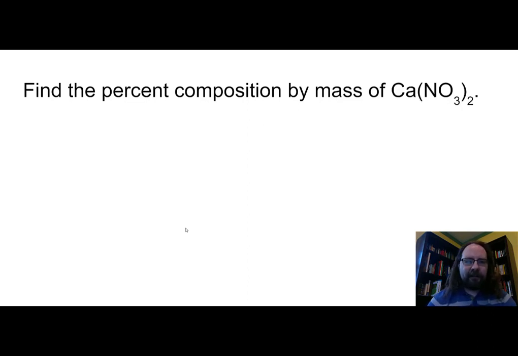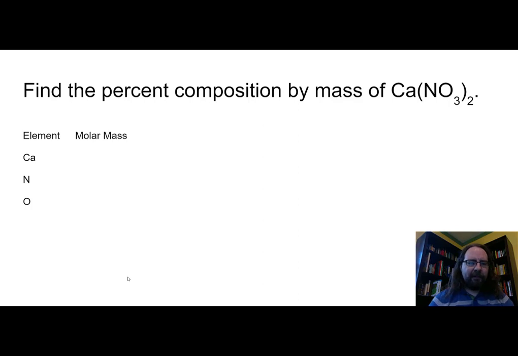So now let's talk about finding the percent composition by mass of calcium nitrate. A little difference here is we actually have a polyatomic ion that is going to affect how we count the atoms in this compound. But just like before, I'm starting by listing the elements in the compound. I've got calcium, I've got nitrogen, and I've got oxygen.